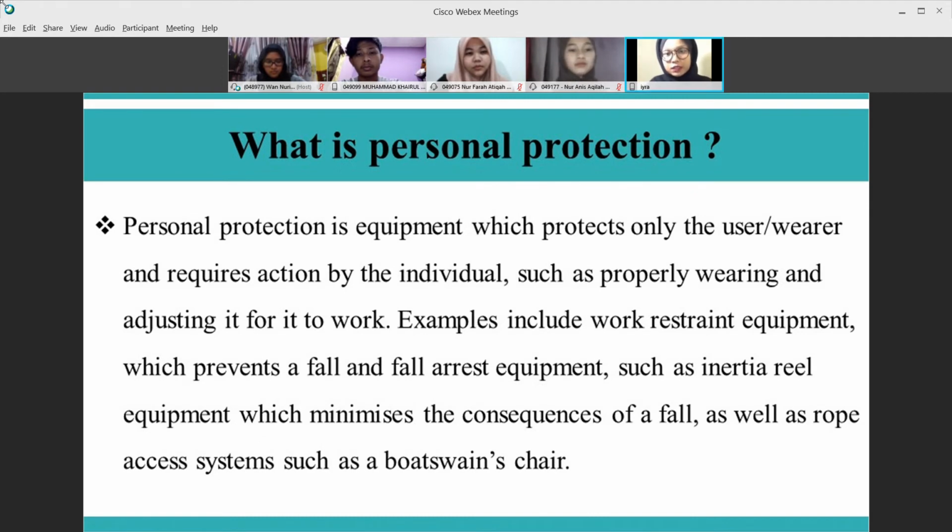Personal protection is equipment which protects only the user or wearer and requires action by the individual, such as properly wearing and adjusting it for it to work. Examples include work restraint equipment, which prevents a fall, and fall arrest equipment, such as inertia reel equipment, which minimizes the consequence of a fall, as well as rope access systems such as a boatswain's chair.